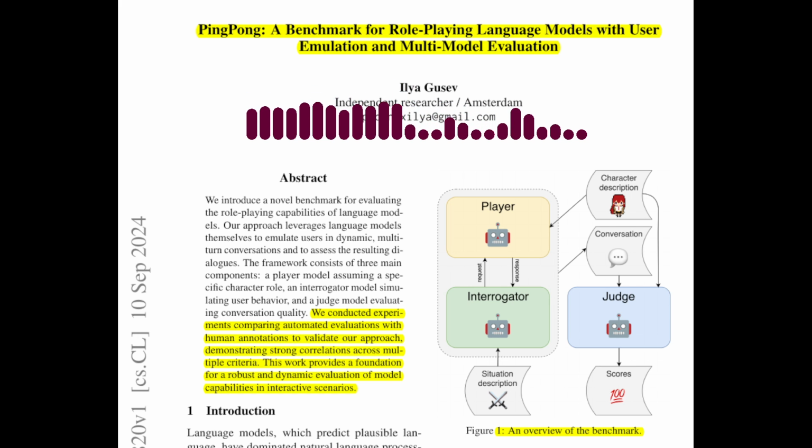The paper also discusses the issue of verbosity bias. How does PingPong address this? Verbosity bias refers to the tendency of models to be evaluated more favorably when they produce longer outputs. PingPong incorporates a length penalty to account for this bias, ensuring that models are not rewarded solely for their verbosity.